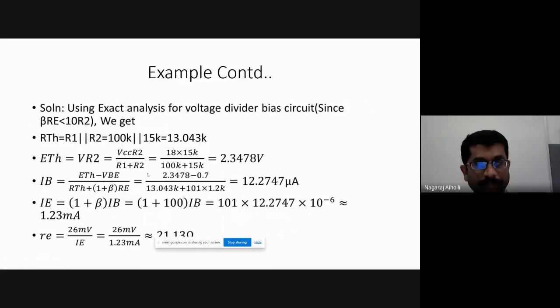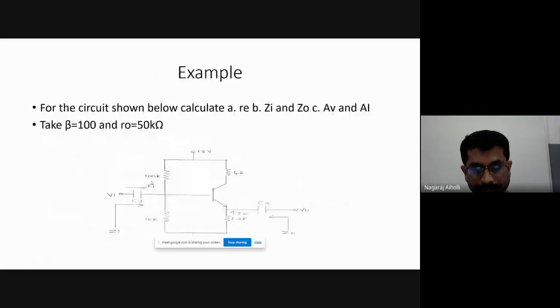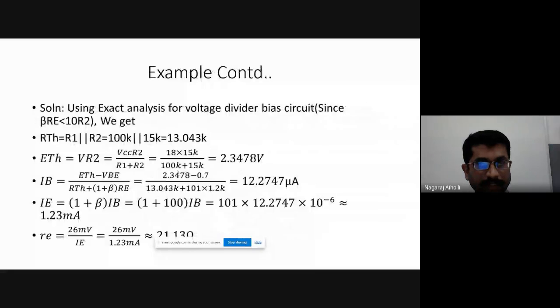What is the approximate method of voltage divider bias? If we want to apply the approximate method for the voltage divider bias, then beta RE should be greater than 10 times R2. There are two methods of DC analysis of voltage divider bias, that is exact analysis and approximate method. If we want to make use of the approximate method, then the condition is beta RE should be greater than 10 times R2.